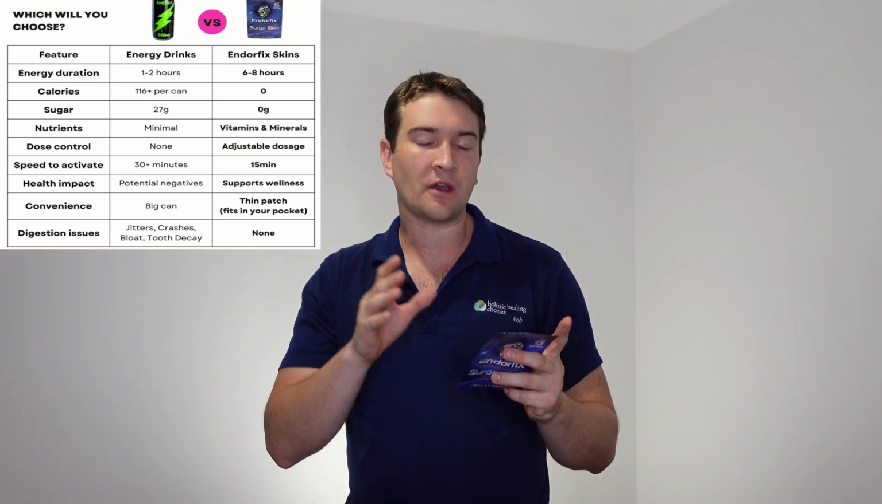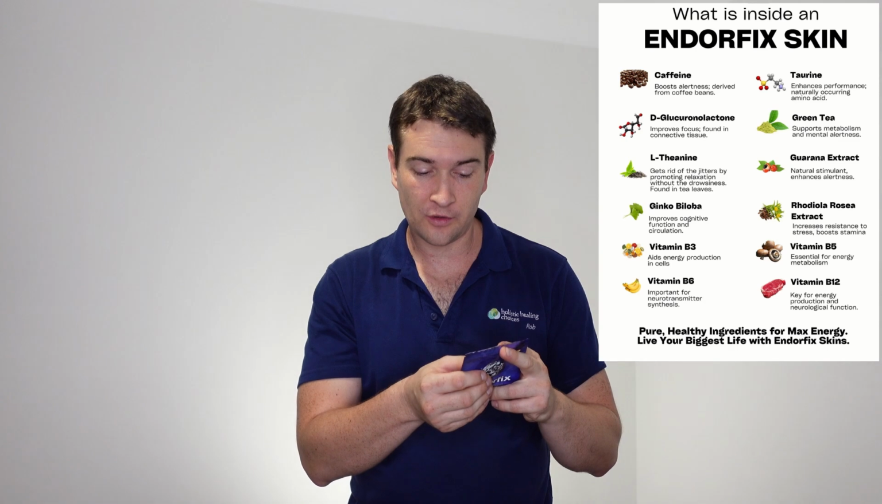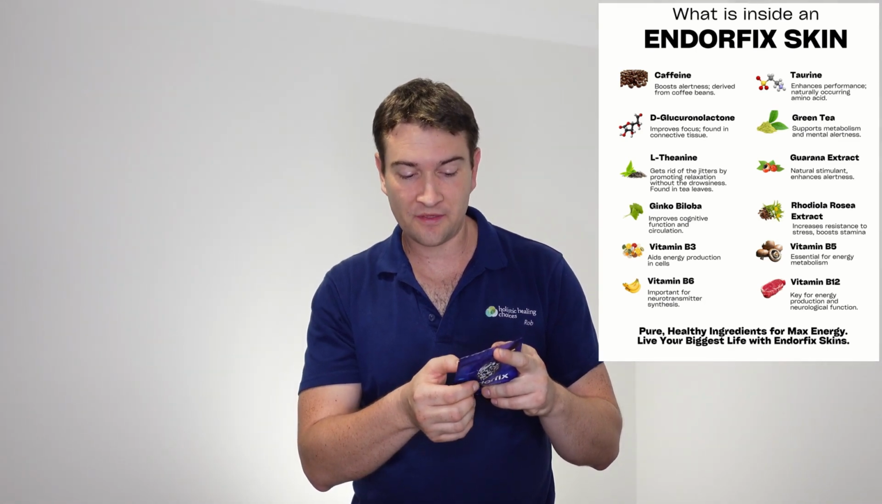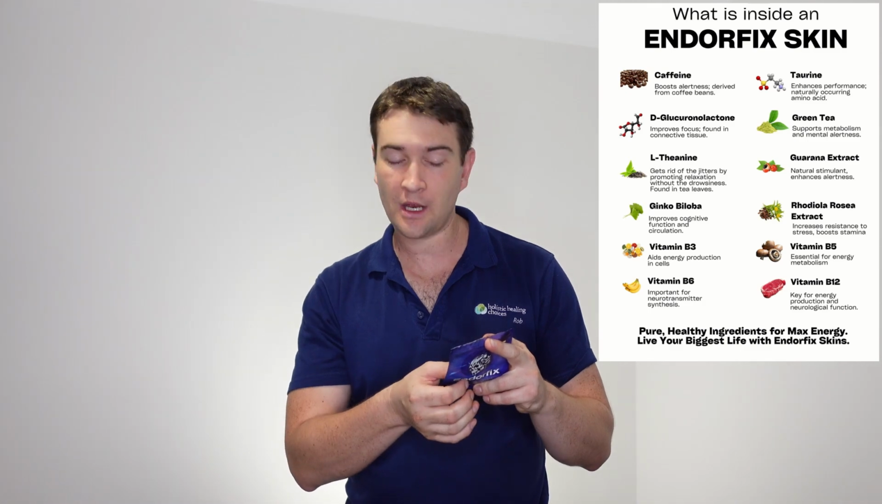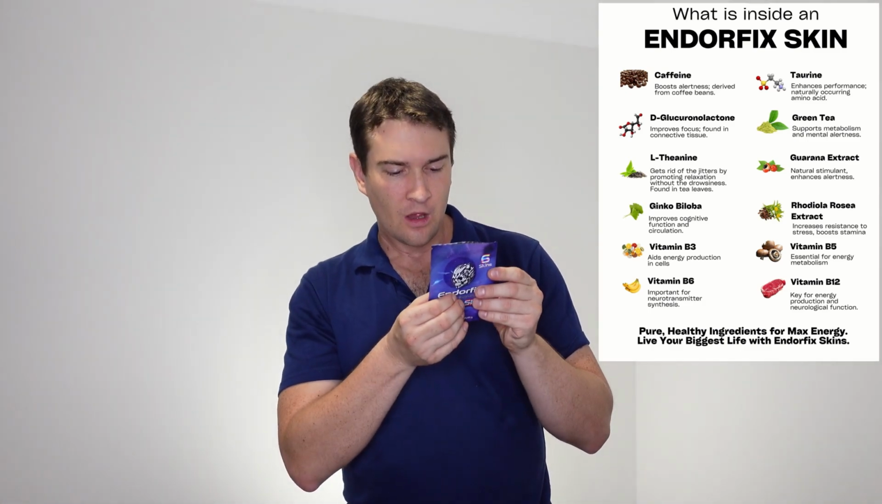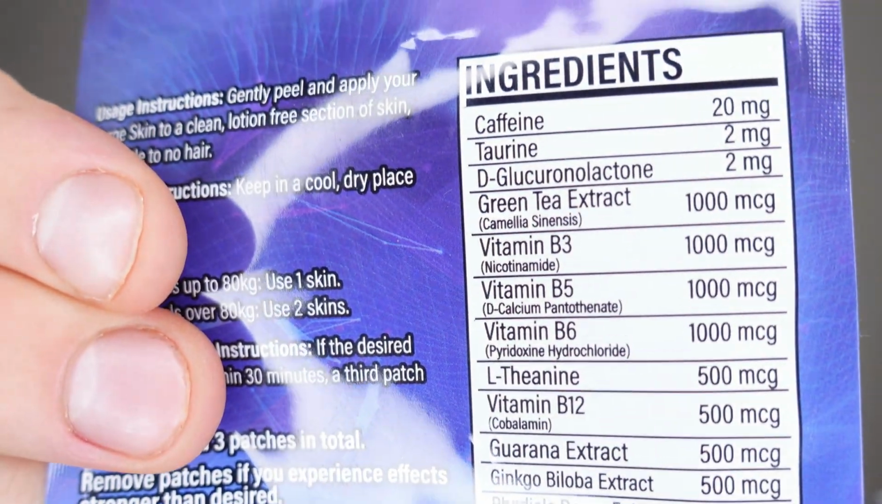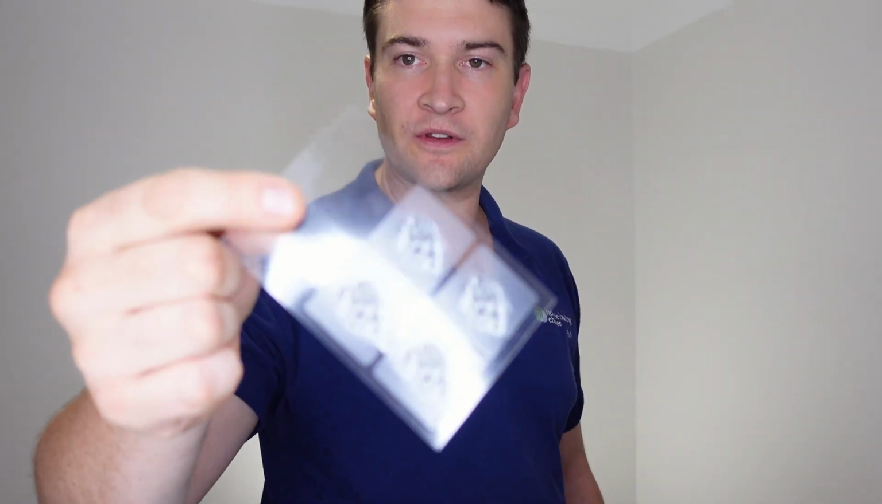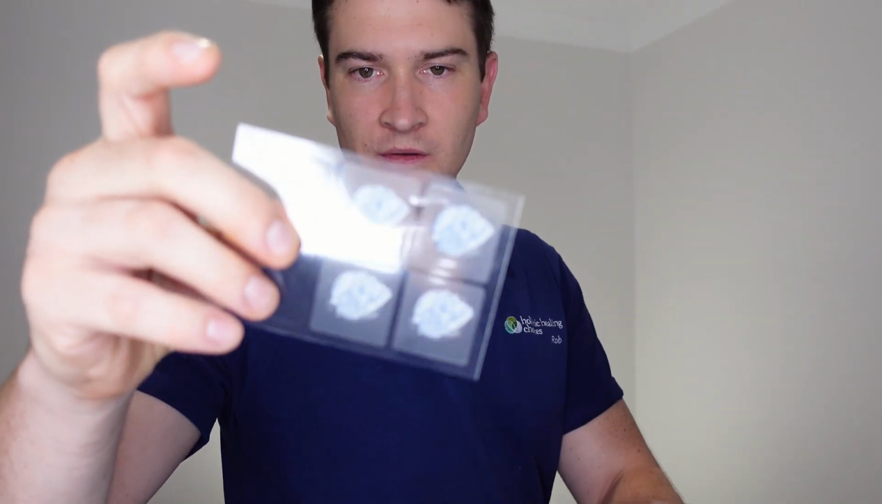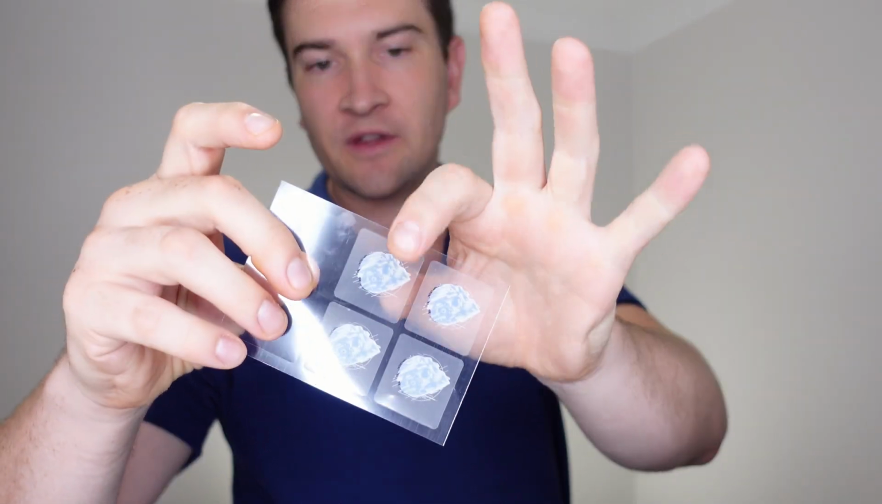The things it says it includes are caffeine, taurine, green tea extract, vitamin B3, B5, B6, B12, guarana, ginkgo biloba, and Rhodiola rosea extract. You can have a quick look at all the ingredients. They're meant to be delivered through the skin via these little patches. So here are your little surge skins. The idea is that on the underside are all of these ingredients in a form you can absorb through your skin.